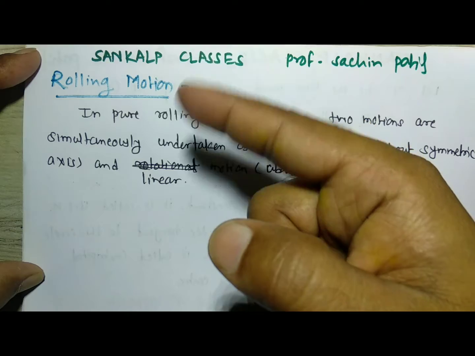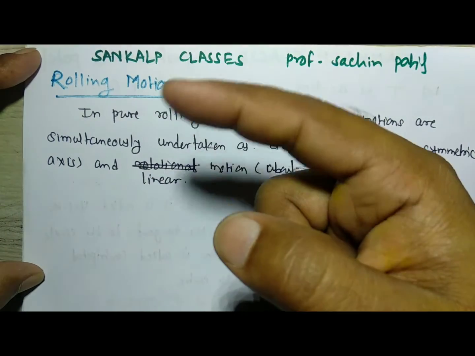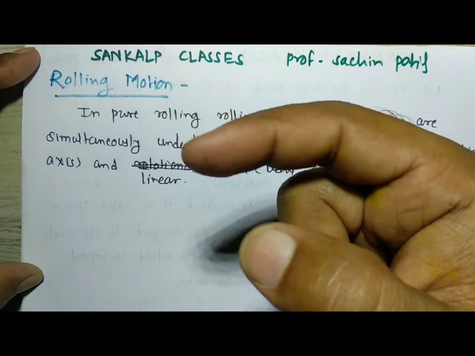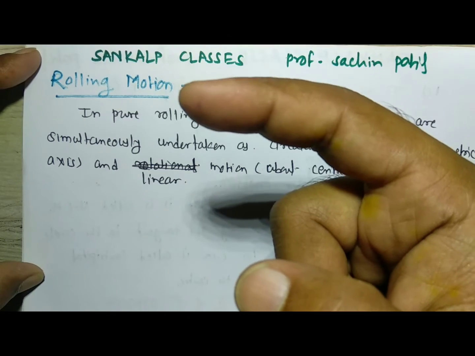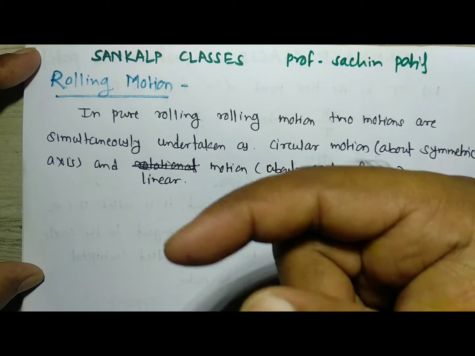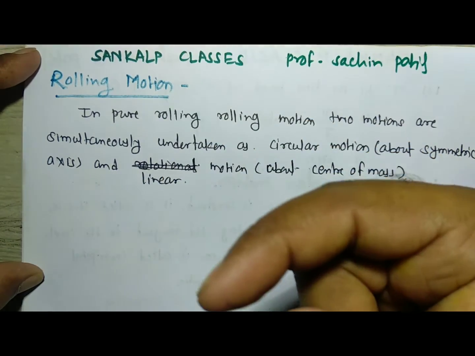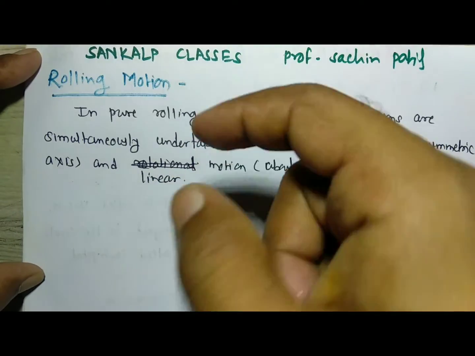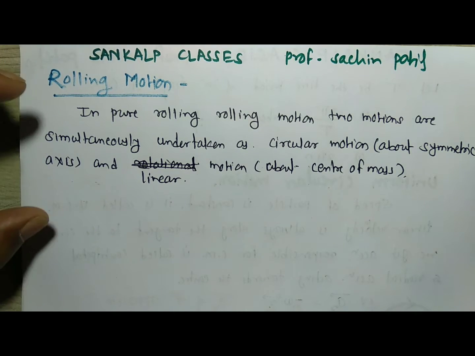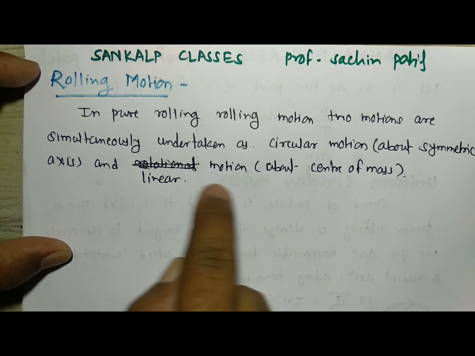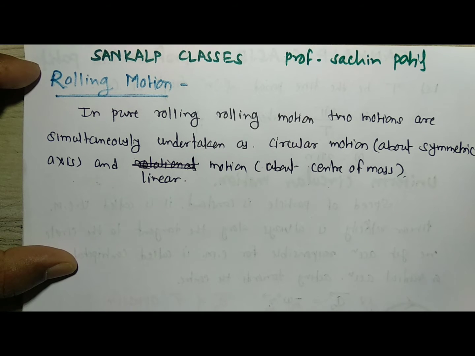At that time, the rolling motion of the motorcycle wheel performs two types of motion. One is a circular motion about the axis of symmetry, and another is a linear motion of the center of mass. That means as the axle or vehicle moves forward, you get the linear motion, and the particles of the tire moving in a circle give the circular motion. Therefore, rolling motion is a combination of circular motion and linear motion.